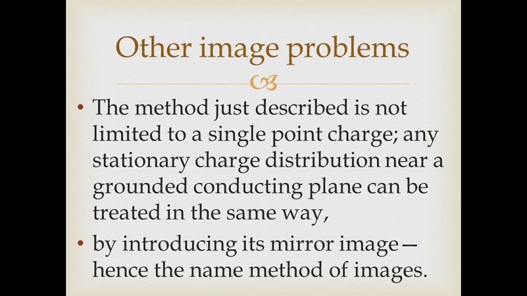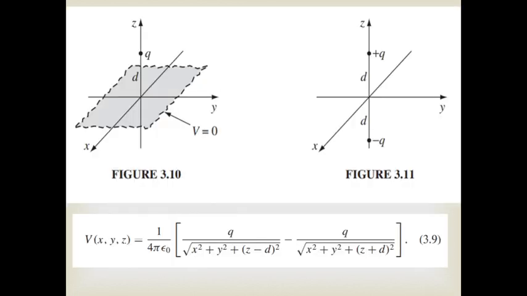In the previous case, we took only a single point charge in this region of interest. Instead of that, in this region of interest, there may be a discrete point charge distribution, Q1, Q2, Q3, Q4, etc.